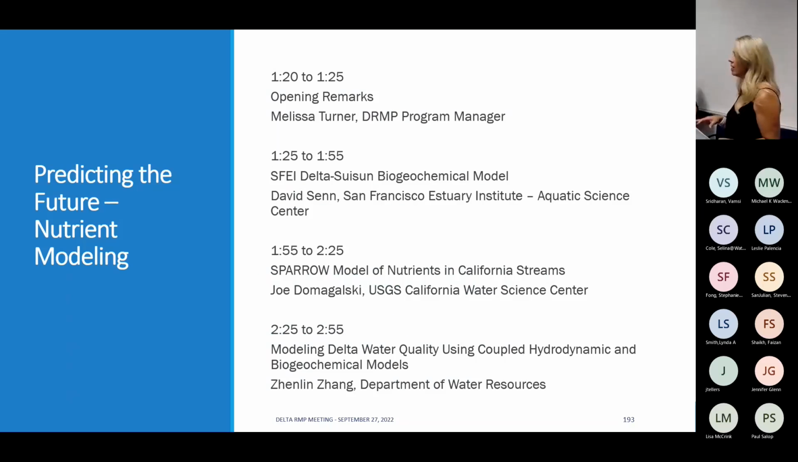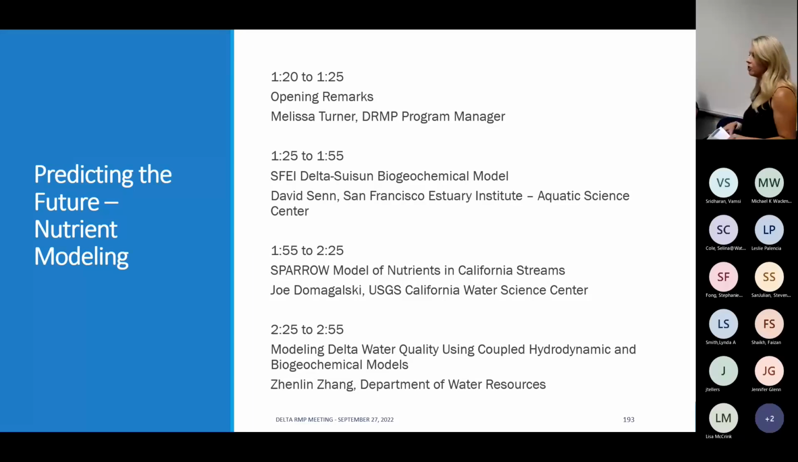We've got 3 presentations. We're going to have David Senn about the Delta-Suisun biogeochemical model. We have Domagalski, who's going to talk about the SPARROW model from USGS. And then we have Zhenlin Zhang, who's going to talk about our last biogeochemical model, modeling delta water quality using coupled hydrodynamics and biogeochemical models from DWR.